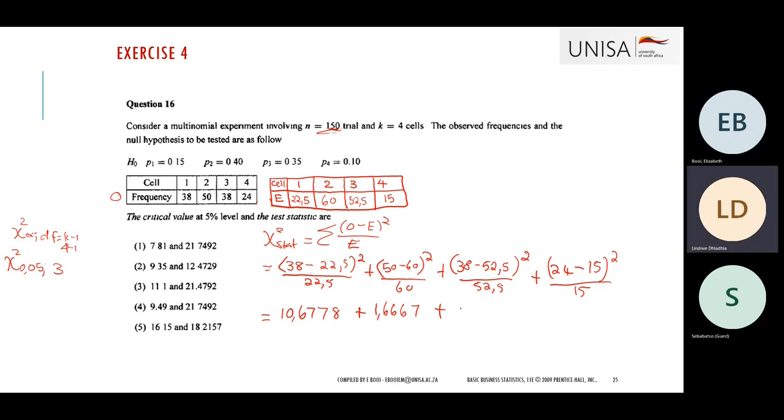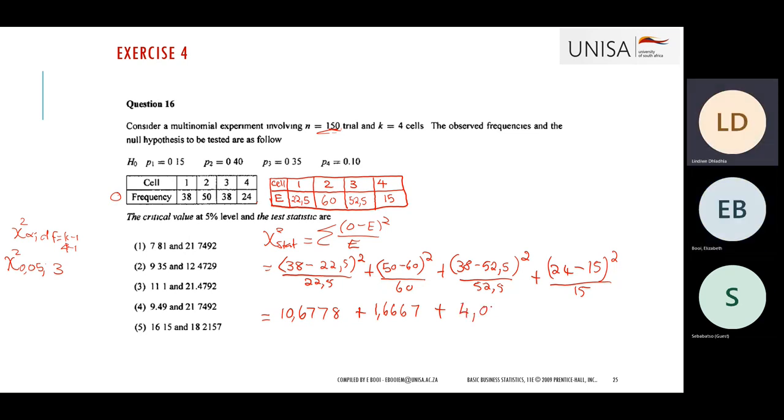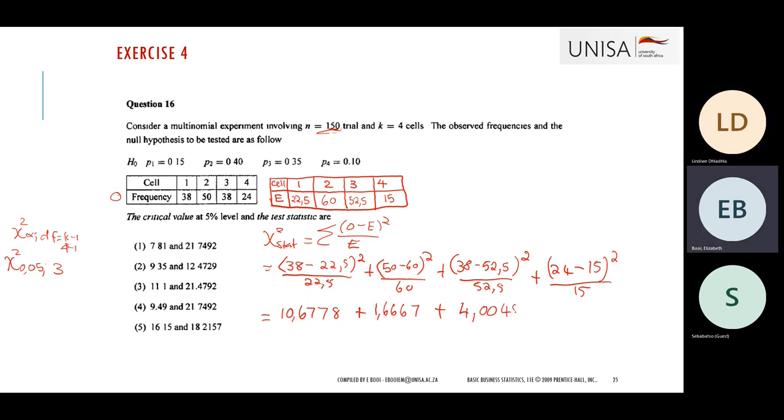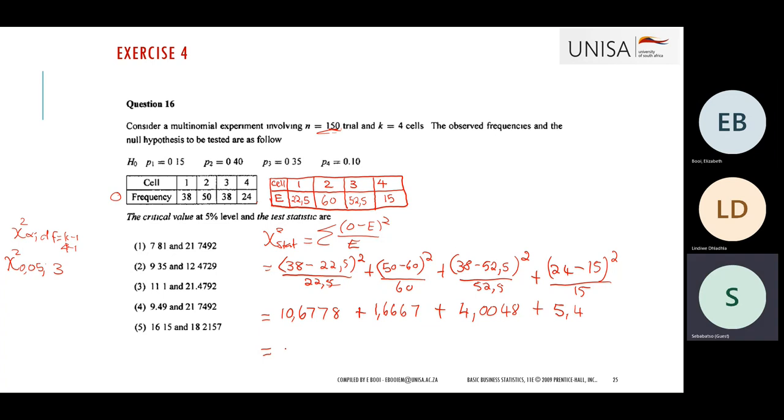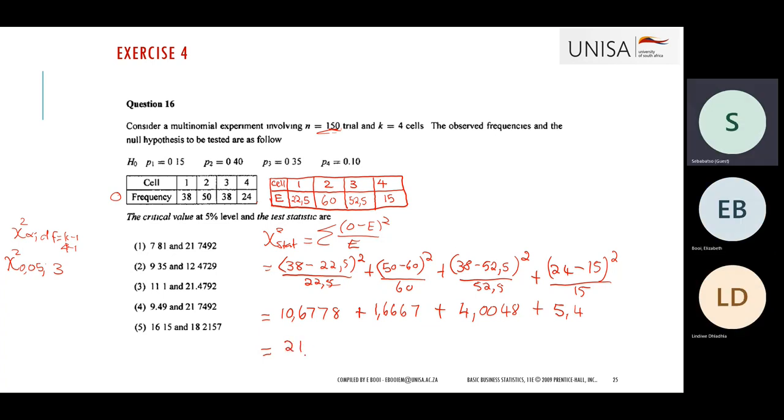Next? 4.005. The last one I know is incorrect. 4.0048, I'm just going to keep that. And then the last one, what did you get? 5.4. Okay. What is your answer when you add all of them? My calculator says it's 21.4778, rounding off. I'm not sure if I missed something.